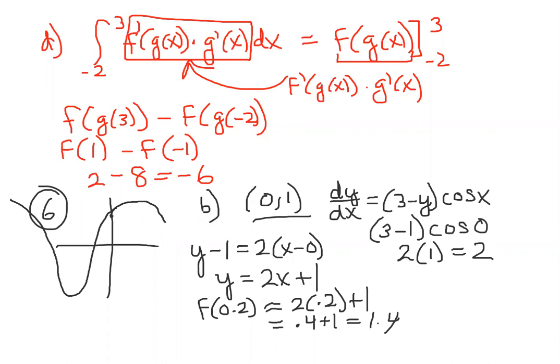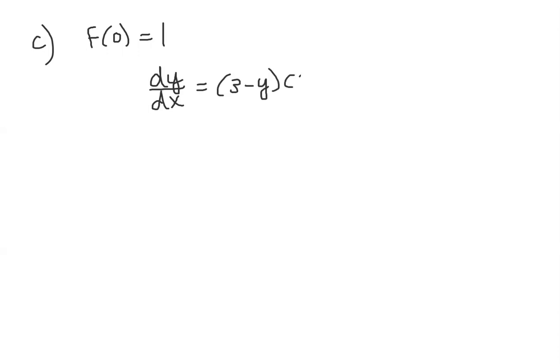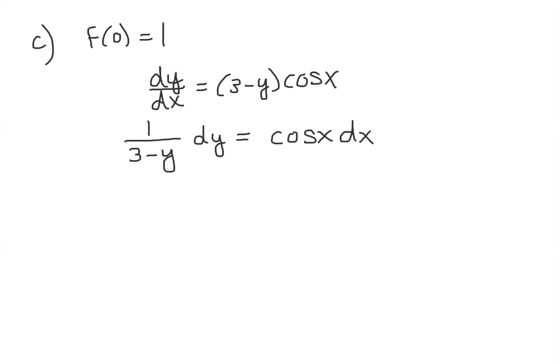Okay, then it says, part C, this is going to be the tricky one. Find y, the particular y equals f of x, the particular solution with the initial condition of f of 0 equals 1. So they want you to actually solve this differential equation, which means you are going to separate the variables. So that means we have to put all the y's on the left side. So I'm going to write it like this. And the x's on the right side. So we got that.